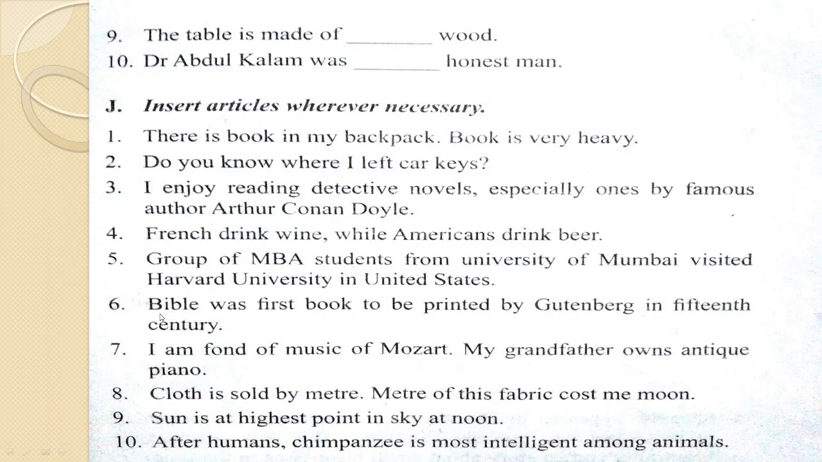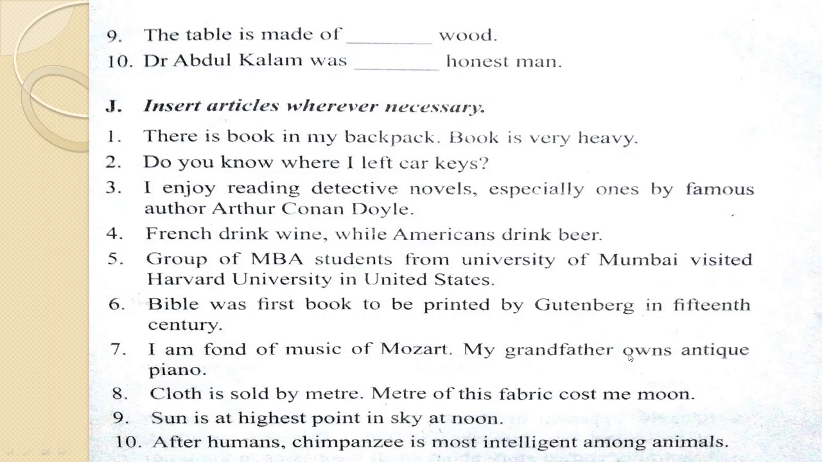Number 6, Bible is, as you know, is the only book, so famous book, so we use the Bible. The Bible was the first, the second, the third. So here also we have to use the definite article. So the Bible was the first book to be printed by Gutenberg in the 15th century. Okay, here we have to use in the 15th century, in the 12th century, in the 6th century, or in the 20th century. Next, I'm fond of music of Mozart.